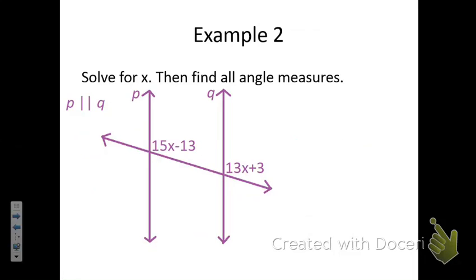Okay? So even though it does not specifically say what the relationship is here, you kind of have to know what their relationship is so that you know, are they congruent or are they supplementary? Once we know that they're corresponding, then we know that they're congruent, therefore we can set them equal. So let's set them equal here. We've got 15x minus 13 equals 13x plus 3. Now what?